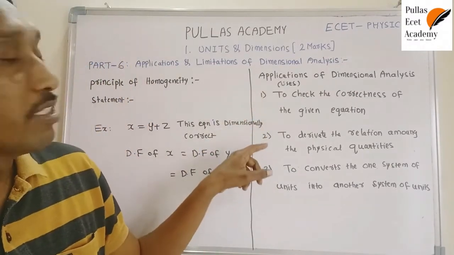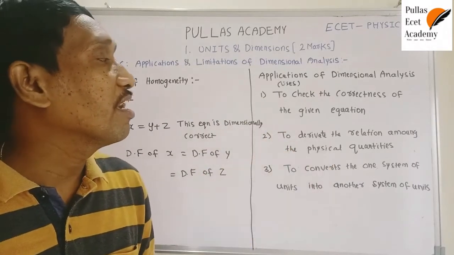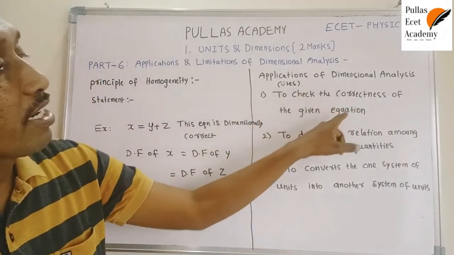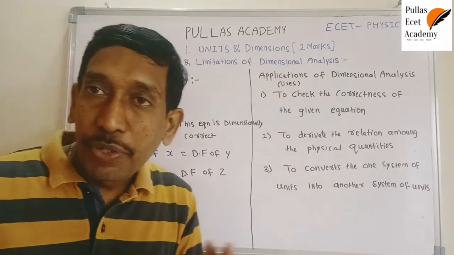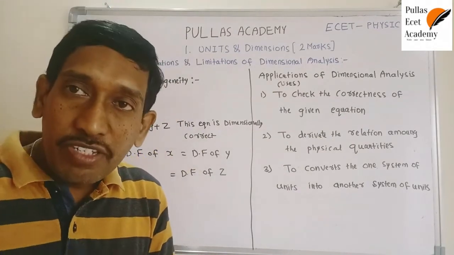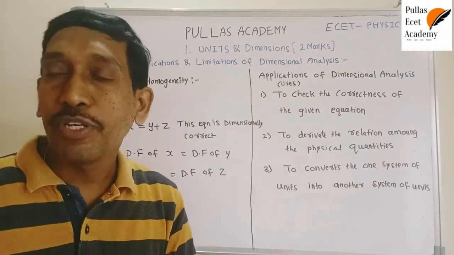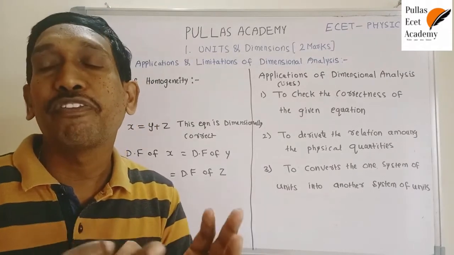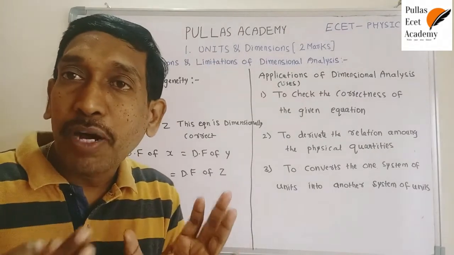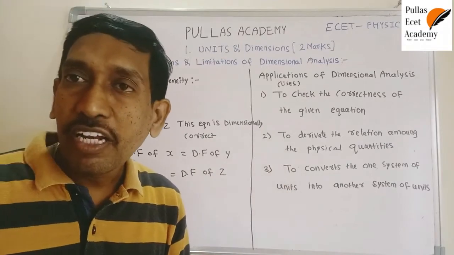The second application is to derive the relation among physical quantities. Not only to check the correctness of the given equation, but if you don't know the relation among different physical quantities, it is also possible to construct it by using dimensional analysis. You don't know the relation among different quantities, but by using dimensional analysis it is possible to derive the equation.